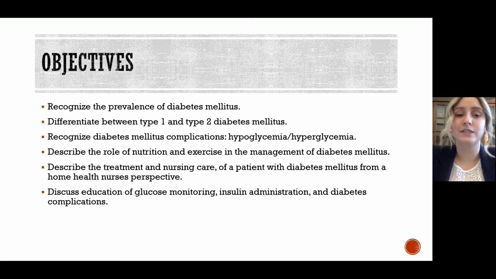Some of our objectives include recognizing the prevalence of diabetes mellitus, differentiating between type 1 and type 2, recognizing the complications such as hypo and hyperglycemia, describing the role of nutrition and exercise management in diabetes mellitus, as well as describing the treatment of nursing care of a patient with diabetes mellitus from a home health nurse's perspective. Also, discussing education of glucose monitoring, insulin administration, and diabetes complications.